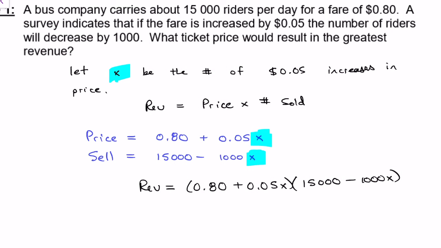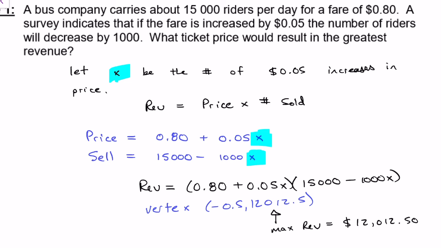So I get a vertex of negative 0.5, 12,000, and 12.5. Okay, what does this mean? Well, because it's revenue instead of a y value, this here is the max revenue, which is $12,050.